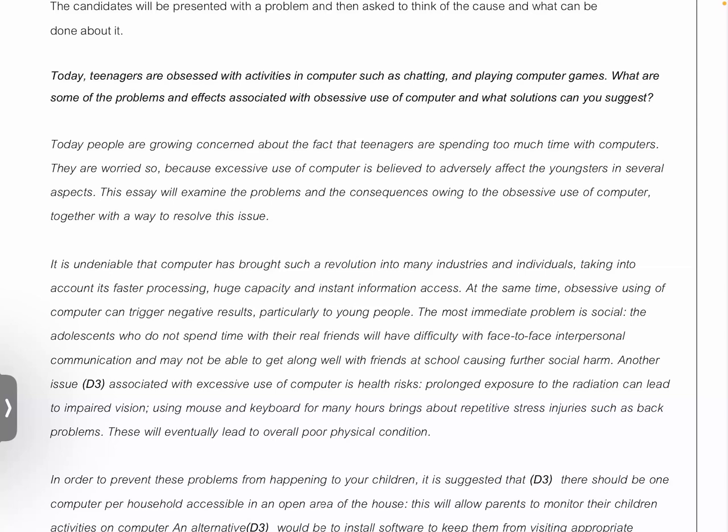Obsessive using of computer can trigger negative feedback. This is actually the topic sentence. This is what this entire paragraph will be about. Negative result, particularly to young people. The most immediate problem is social. The adolescents who do not spend time with real friends will have difficulty with face-to-face interpersonal communication and may not be able to get along well with friends at schools, causing further social harm.